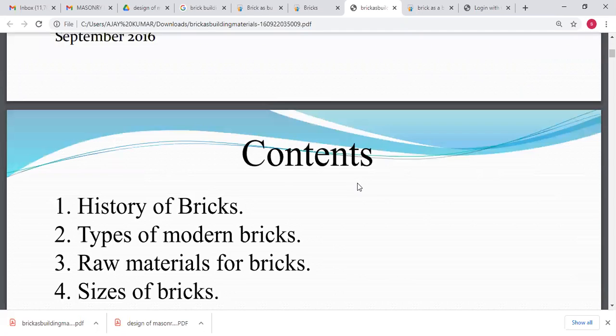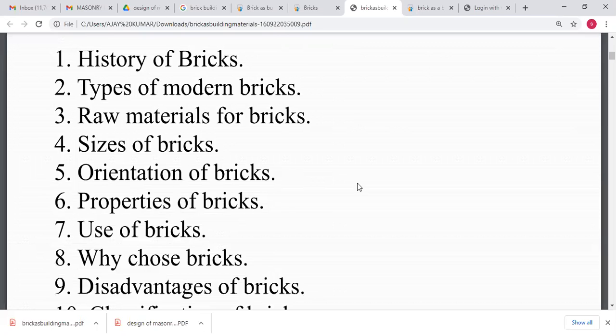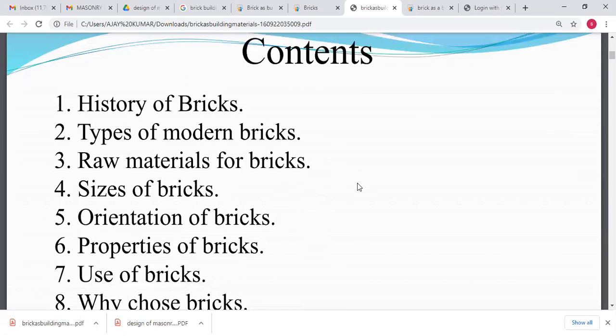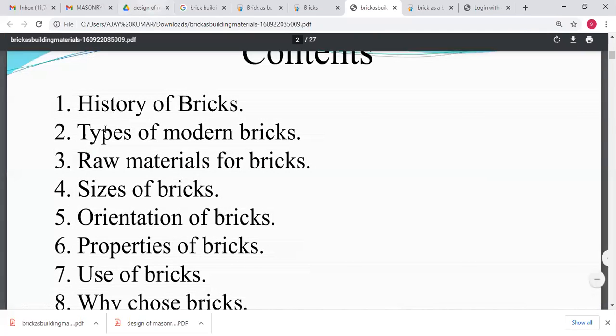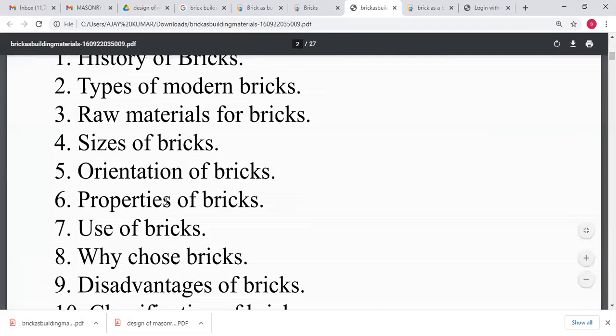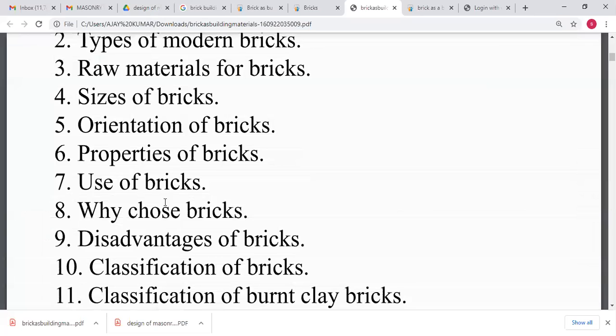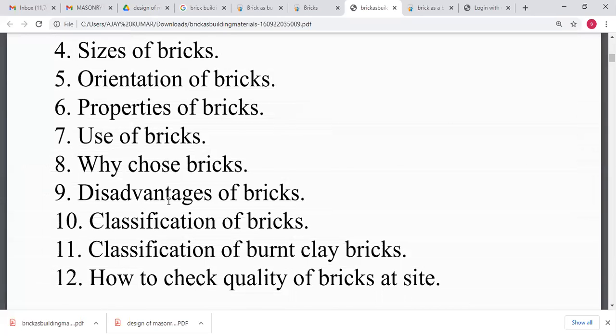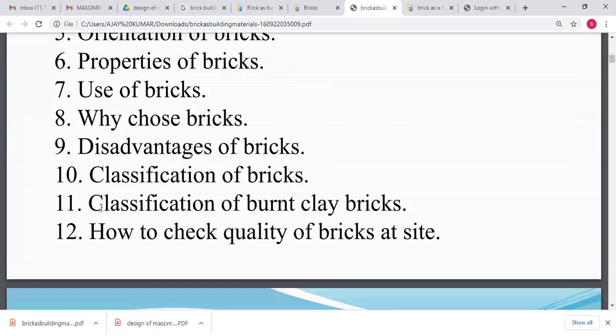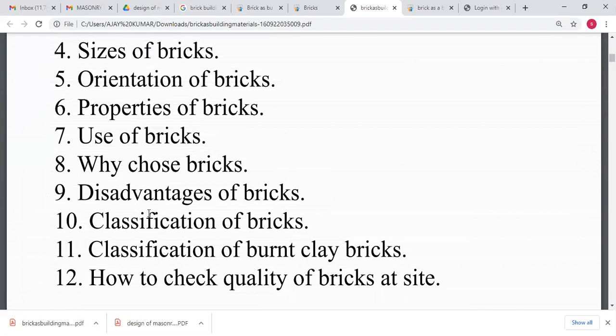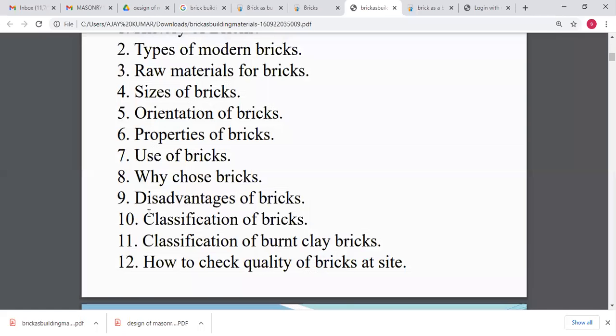So, in this bricks, we will discuss the history of bricks, types of modern bricks, raw materials for the bricks, sizes of the bricks, orientation of bricks, properties of bricks, uses of bricks, why we need to choose the bricks, and disadvantages and classifications, and the most important classification of burnt clay bricks. These are the most preferable questions asked in the examinations in the previous years.